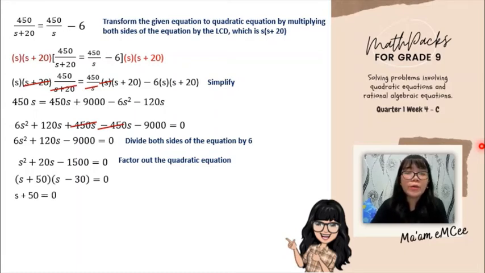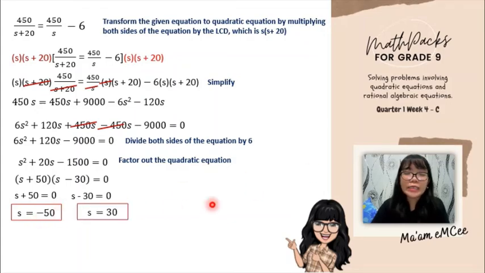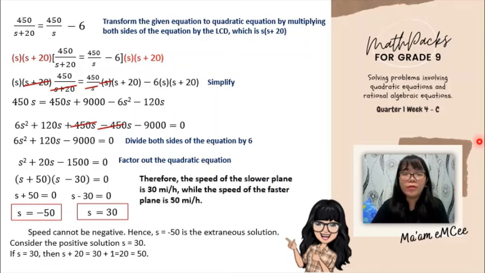We then equate each factor to 0. So s plus 50 is equal to 0. To solve for the value of s, we transpose positive 50 to the other side of the equation. We will have s is equal to negative 50. So our first solution is s is equal to negative 50. And for the next factor, we transpose as well negative 30 to the other side of the equation. So that gives us s is equal to positive 30. So our solutions are s is equal to negative 50 and s is equal to positive 30.